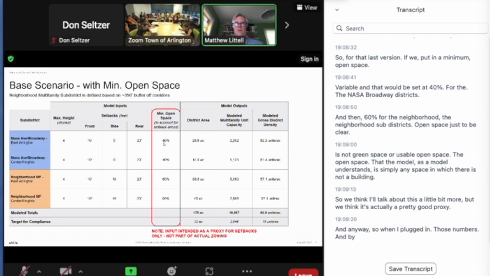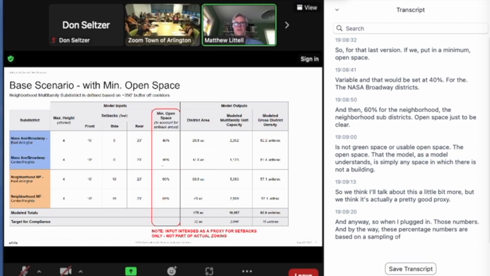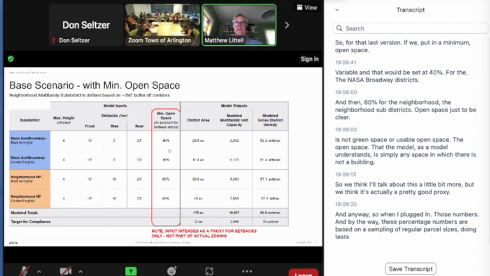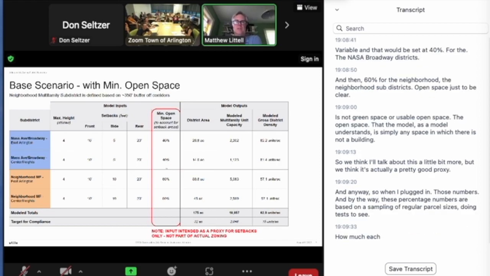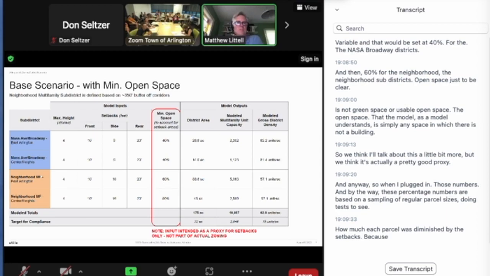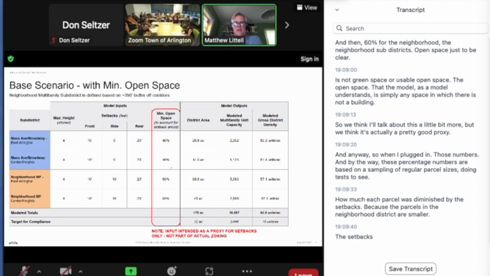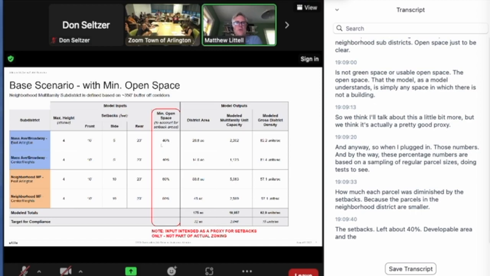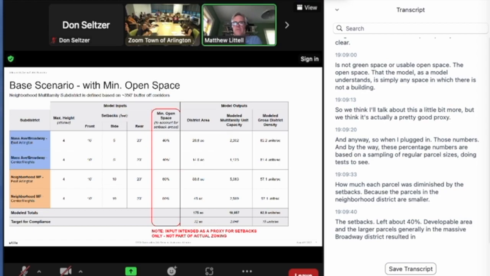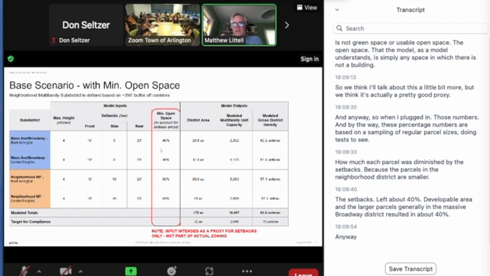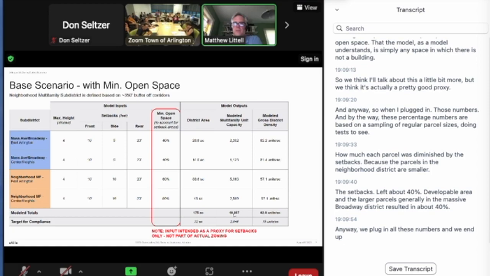And by the way, these percentage numbers are based on a sampling of regular parcel sizes, doing tests to see how much each parcel was diminished by the setbacks. Because the parcels in the neighborhood district are smaller, the setbacks left about 40% developable area, and the larger parcels generally in the Mass Ave Broadway district resulted in about 40%. We plug in all these numbers and we end up with about 11,000 unit capacity.